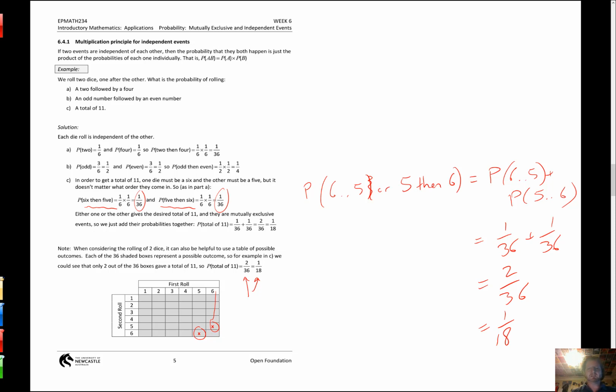So whichever way you choose to do it, in that case I think it's much easier just to do a quick grid and find there were 2 outcomes out of the 36. Okay, I think we're done there.